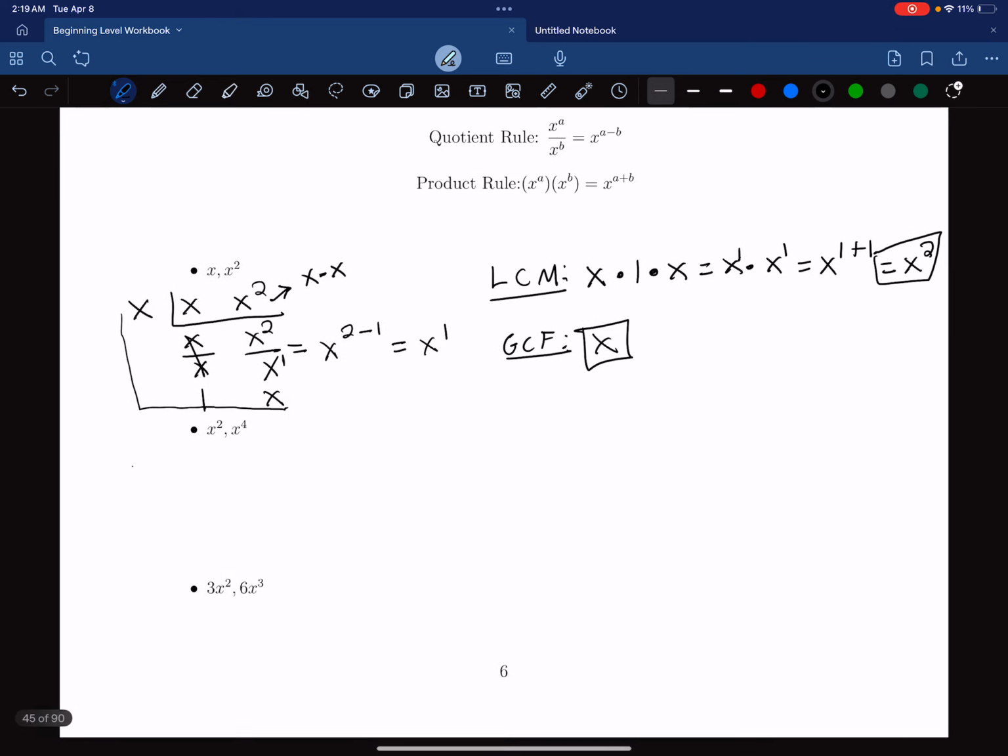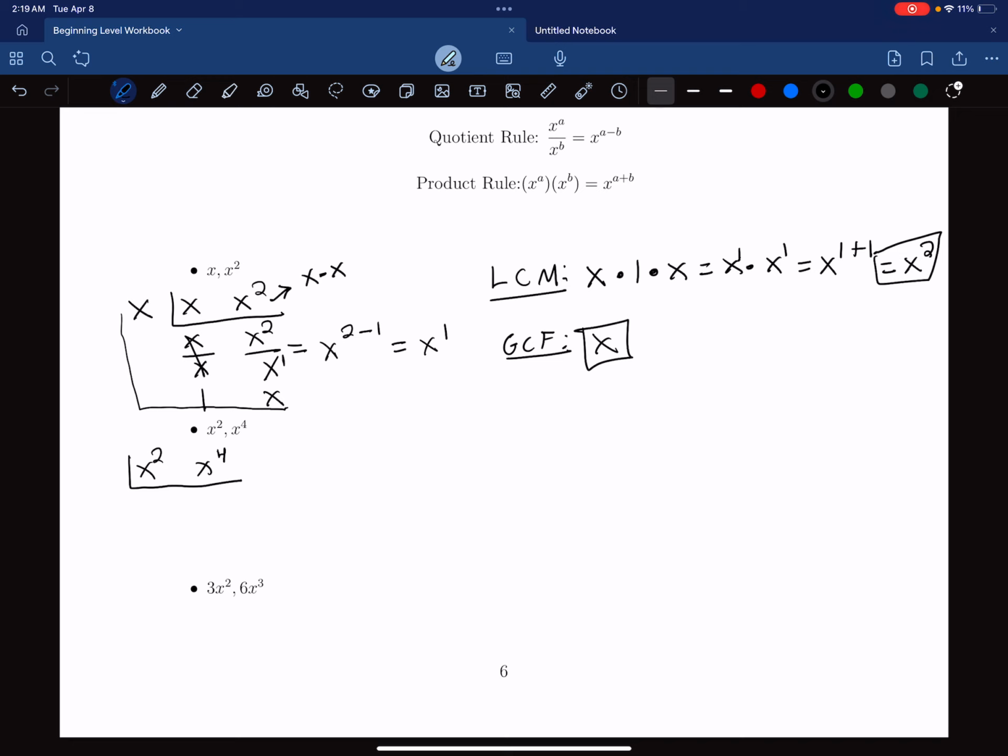Working through example 2, we have x squared and x to the 4th. Now, I encourage you to pause the video and give this a try. Just give it your best shot. And then now let's work through it together.